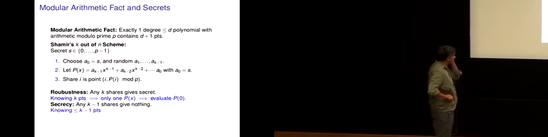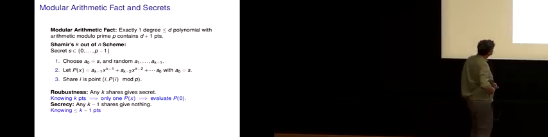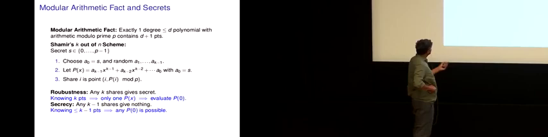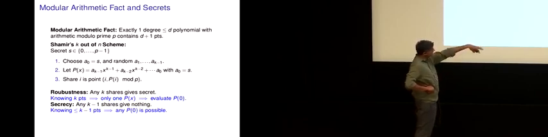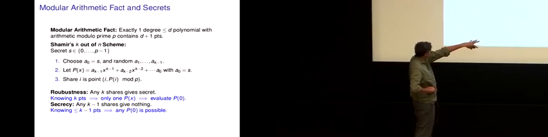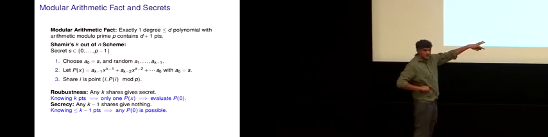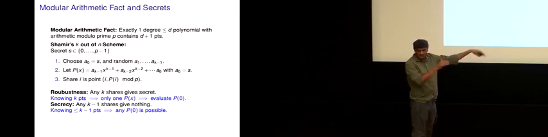Okay. Knowing k minus 1 points or fewer, any evaluation of this polynomial is possible, because there is a degree k minus 1 polynomial that will hit all the points you already have and P of 0. So it's fairly simple.